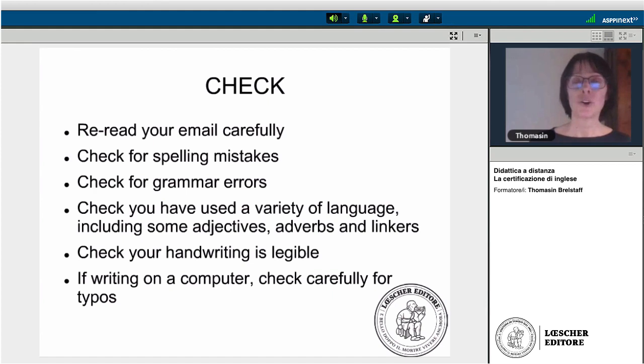If you're writing on a computer, take special care, because I find that it's easier to make typing errors, typos, when you're typing the words onto the keyboard. It's also more difficult to find them on the screen. So read it slowly, read it carefully, and correct any errors as you go along.